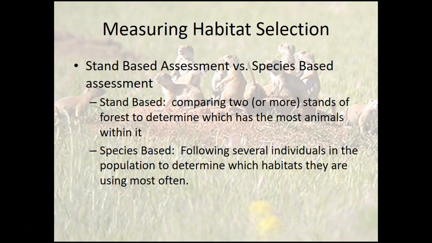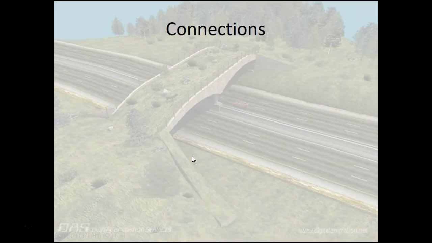Maybe it's something, a really small localized piece of the habitat that's very, very critically important to them. So these are two methods of assessing the habitat, with this species-based being more time-consuming but more accurate.